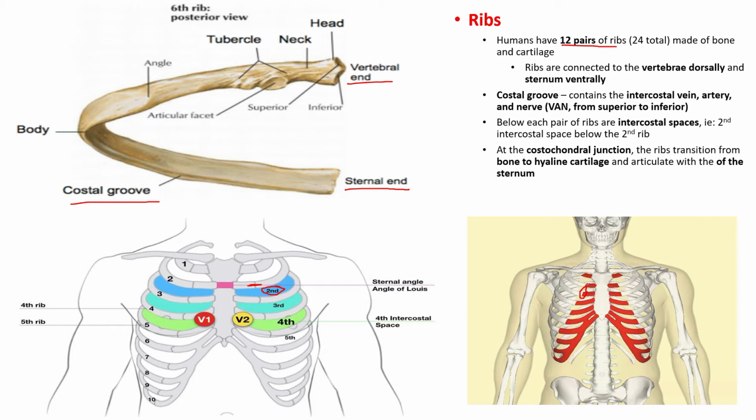And the hyaline cartilage ends up articulating with the end of the sternum. So this part right here is actually going to be the sternal end of the bony part of the rib. And then this is going to be the cartilage, this red right here.